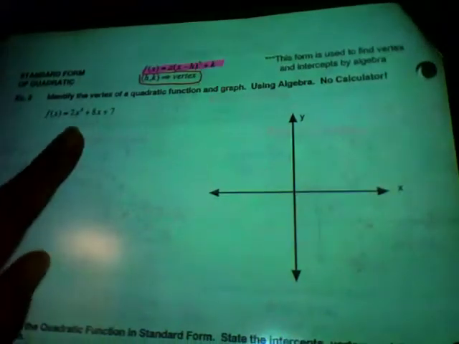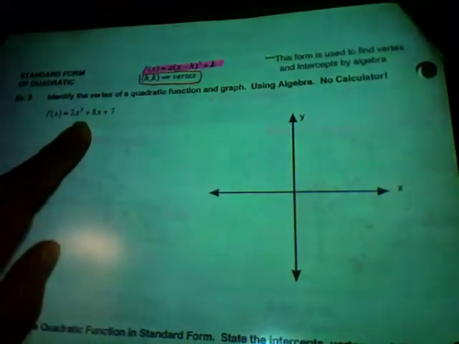The problem is, how do you get in that standard form? Look at what I've given you here. Is that standard form? No. And the directions say identify the vertex of a quadratic function and graph using algebra, no calculator. So if it says use algebra, you best not use your calculator, because you're going to have a calculator portion to your exams and a non-calculator portion. So you need to be careful with that. Could you check it on your calculator to see if you did it right? Yes, absolutely.